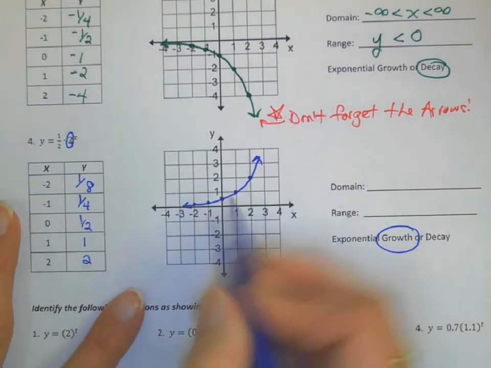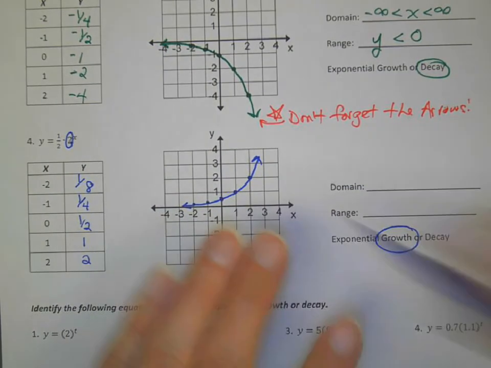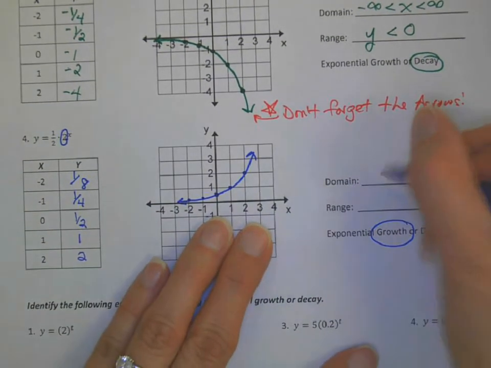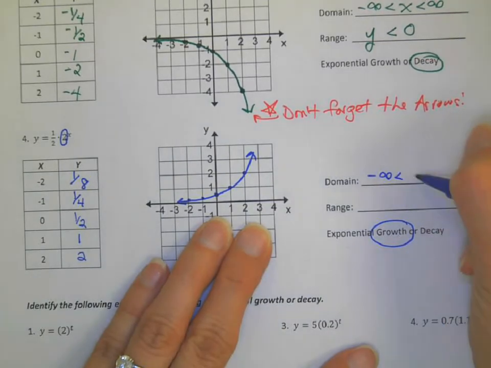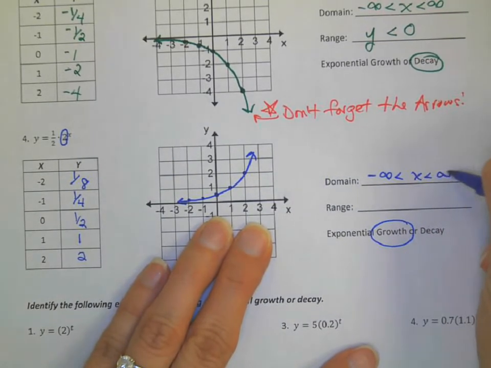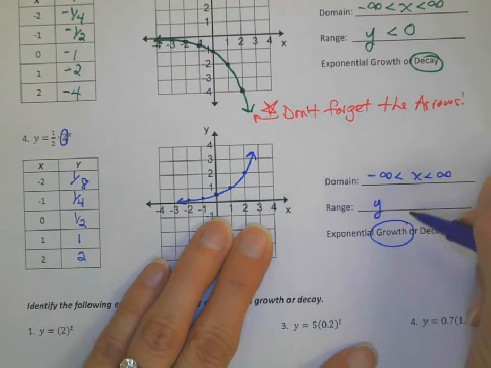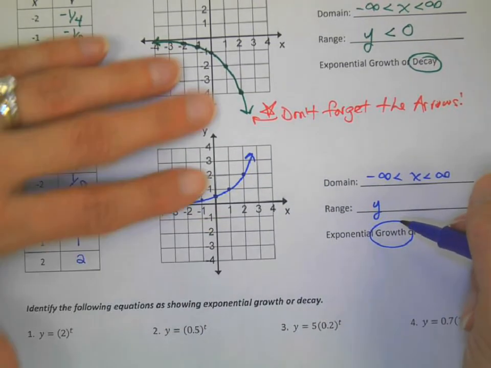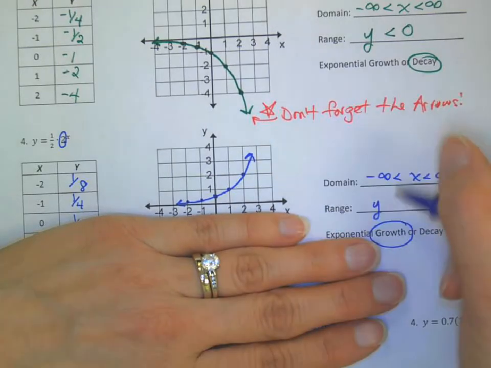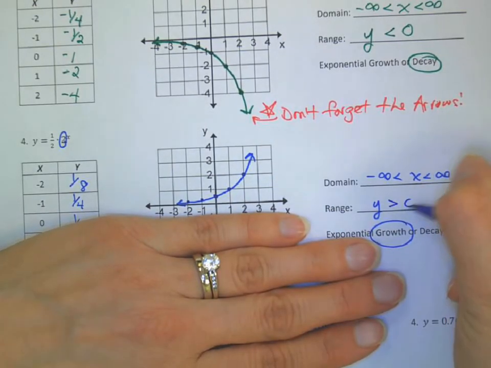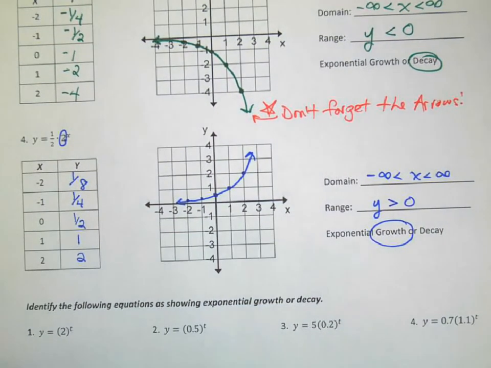Also gets an arrow. Domain for the last time is going to be negative infinity all the way up to positive infinity. All the real numbers for x. How about y? Does y use all the numbers? Nope, he only uses numbers that are greater than 0.